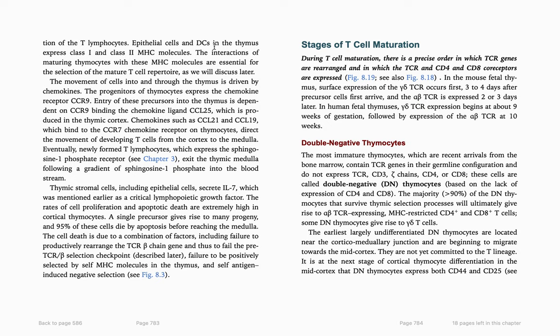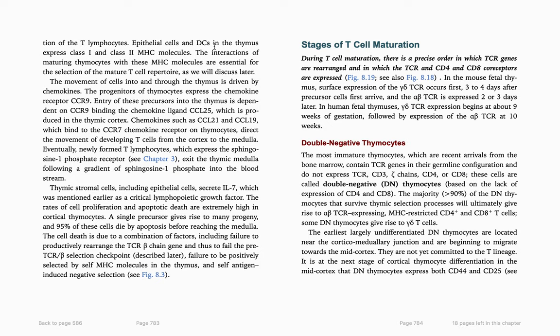The interaction of maturing thymocytes with these MHC molecules is essential for the selection of the mature T cell repertoire, as we will discuss later. The movement of cells into and through the thymus is driven by chemokines. The progenitor of thymocytes expresses the chemokine receptor CCR9. Entry of this precursor into the thymus is dependent on CCR9 binding to the chemokine ligand CCL25, which is produced in the thymic cortex.